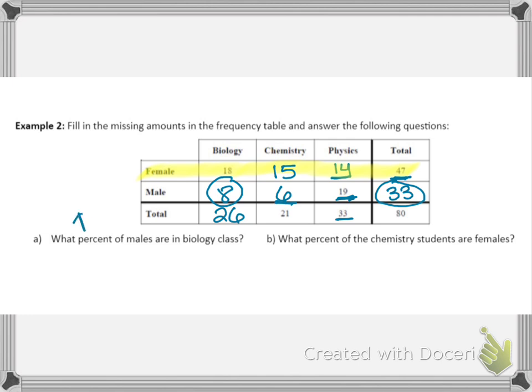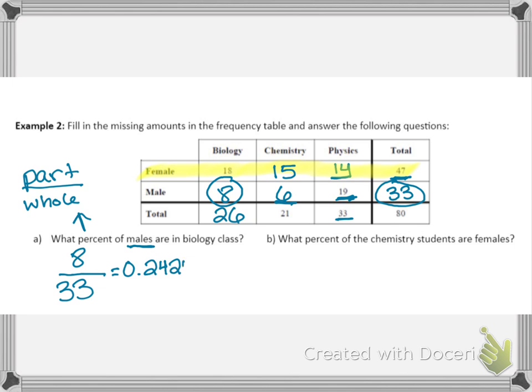So if I want to calculate a percent, that is my part divided by my whole. In this case, the part that I'm concerned with is the 8 males that are in that biology class. And then the total, or the whole, that I'm concerned with is my total amount of males, since I want the percent of males. So if I take 8 divided by 33 and type that in my calculator, I get 0.2424... It just repeats on forever.